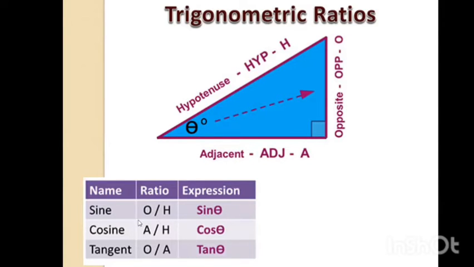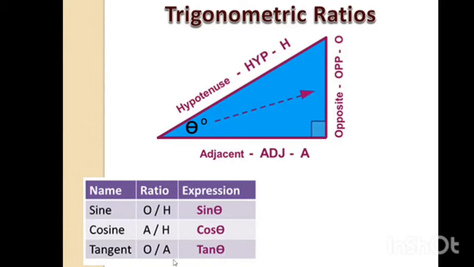In the same way, cosine in short form we can express as cos theta. For finding cos theta, we have to find the ratio of the adjacent side and hypotenuse. Next, tangent. In short form, we can say tangent as tan theta. For finding the tangent ratio, we have to find the ratio of opposite and adjacent. O indicates opposite, A indicates adjacent.